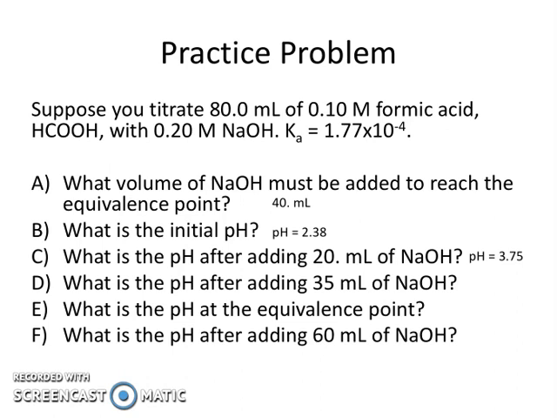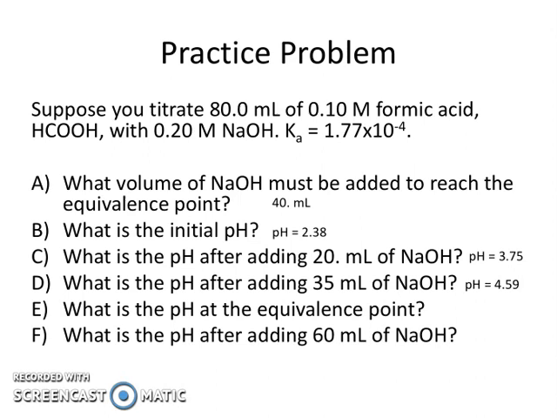Now, part D is the pH after adding 35 milliliters of NaOH. This is still before the equivalence point, so you're going to need to use a BCA table to figure out how much of your acid is left and how much of the conjugate base has been formed. And then you'll use a Henderson-Hasselbalch equation to find the pH. So go ahead and pause the video again. And hopefully you guys came up with 4.59. So the pH is starting to get higher as we're getting closer to the equivalence point.